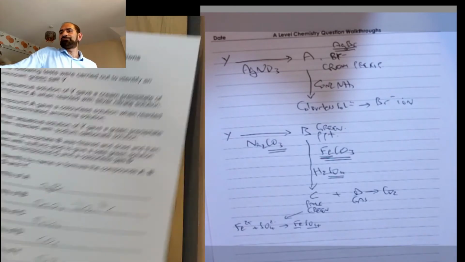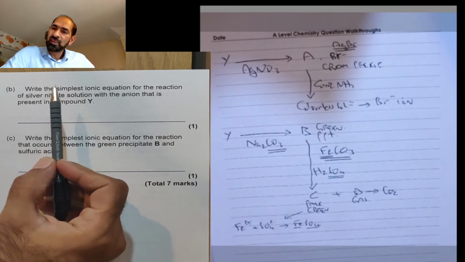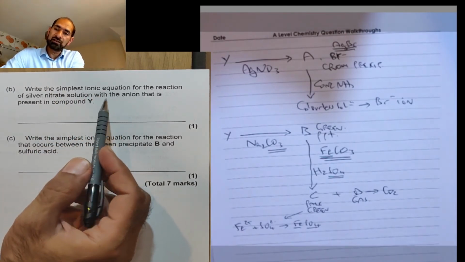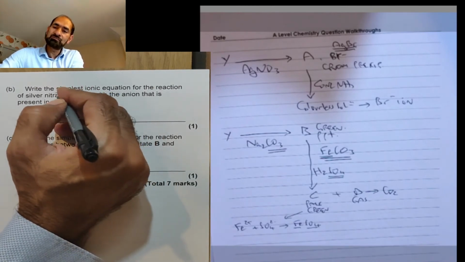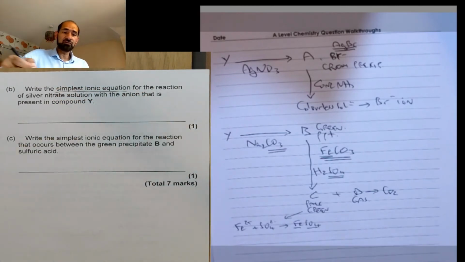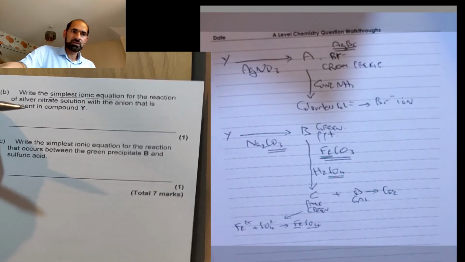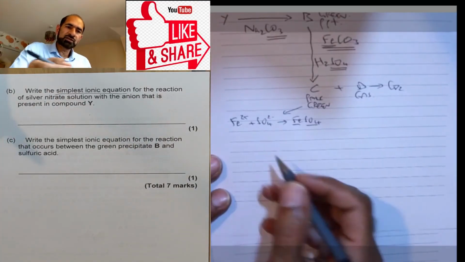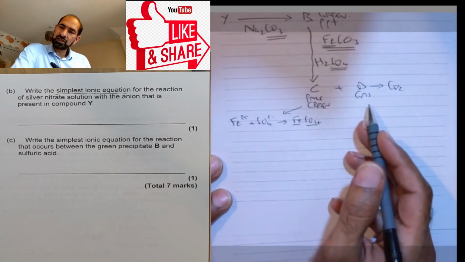Okay, next question. This is part of the same question. Write the simplest ionic equation for the reaction of silver nitrate solution with the anion that is present in compound Y. Now, simplest ionic equation, not the full equation, simplest. I'm going to turn this around. The simplest ionic equation for the reaction of silver nitrate.